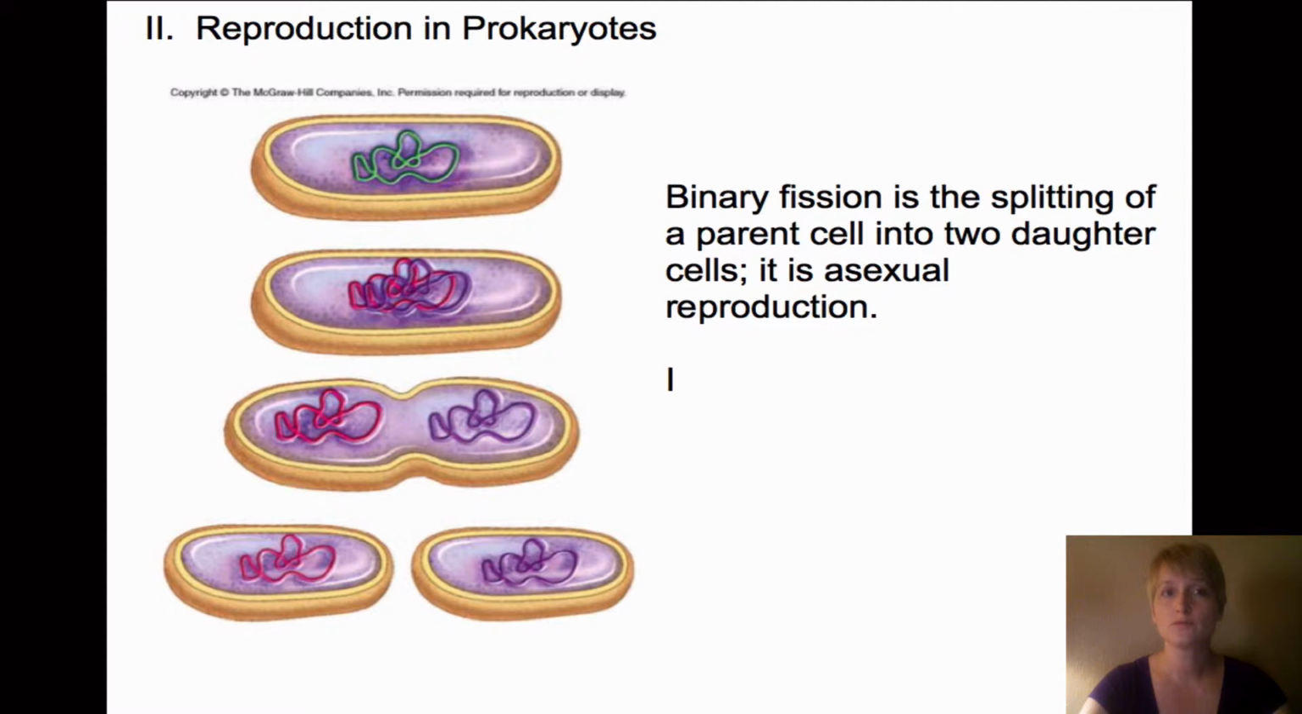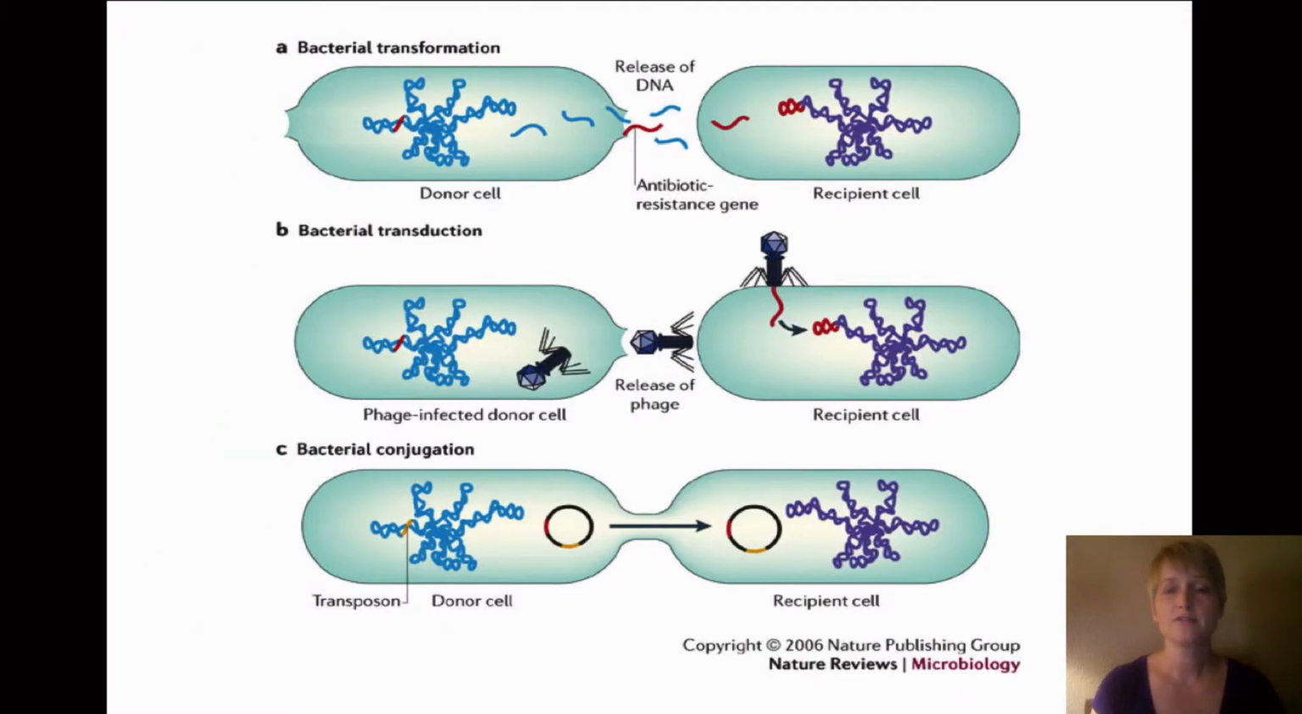All right, so reproduction in prokaryotes is a little bit different than reproduction in eukaryote cells. So bacteria reproduce by binary fission. So that really is just the splitting of the cell into two daughter cells. And it's asexual reproduction. So those two daughter cells are going to be exactly alike. But there's some other methods of reproduction in bacteria.